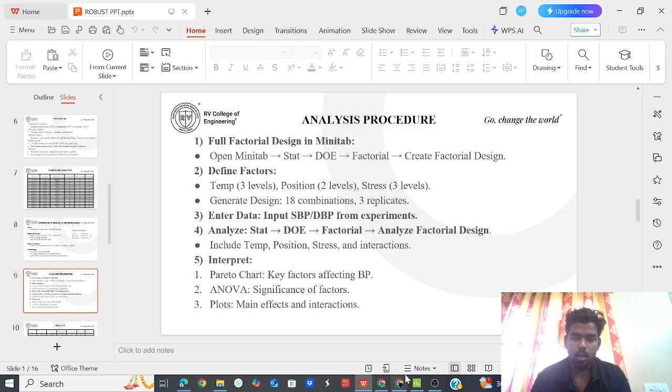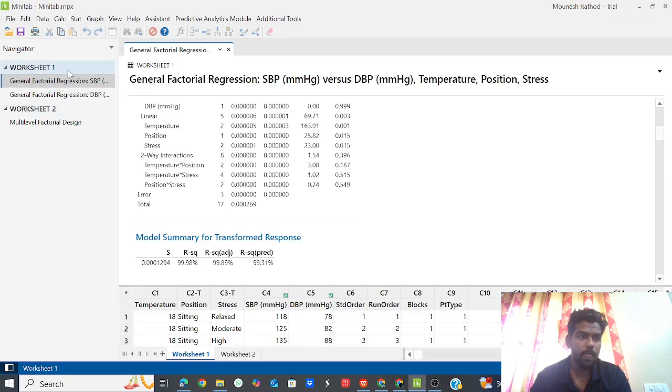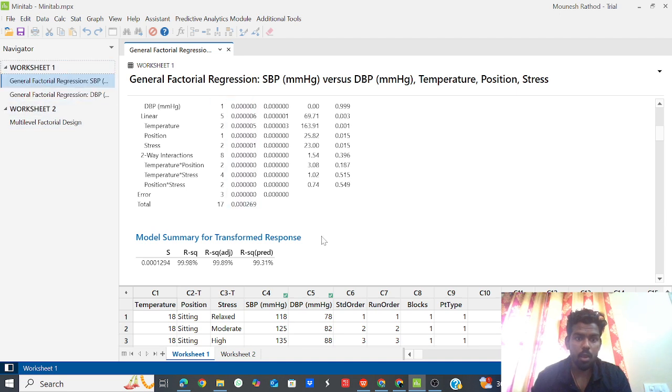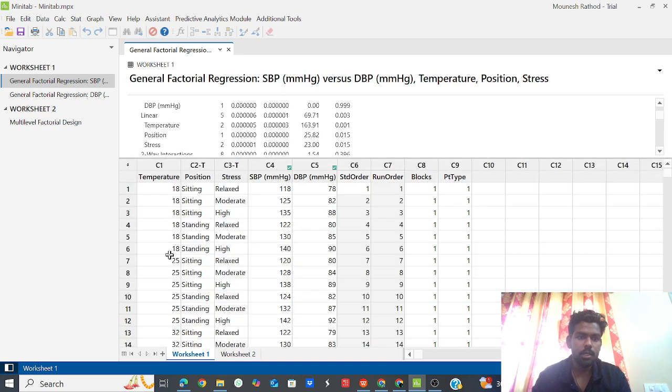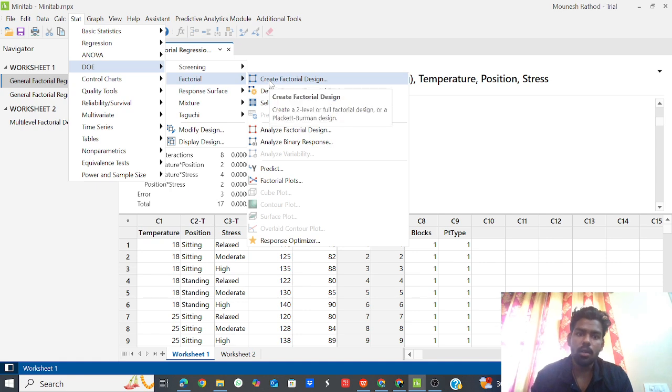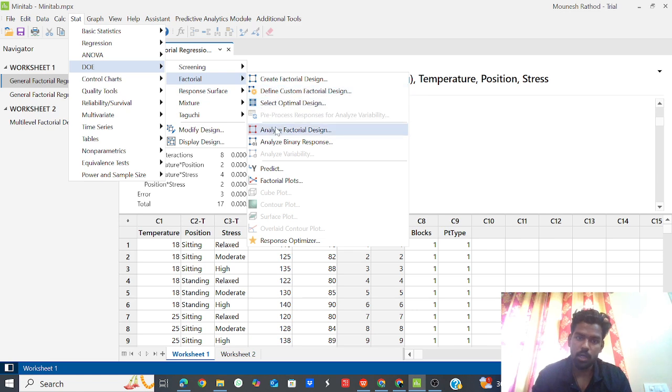As you can see, this is the worksheet, wherein we have entered temperature, position, stress, and the corresponding SBP and DBP values. To do the analysis, we go to Stat, DOE, Factorial. We can create a factorial design or we can analyze a factorial design.